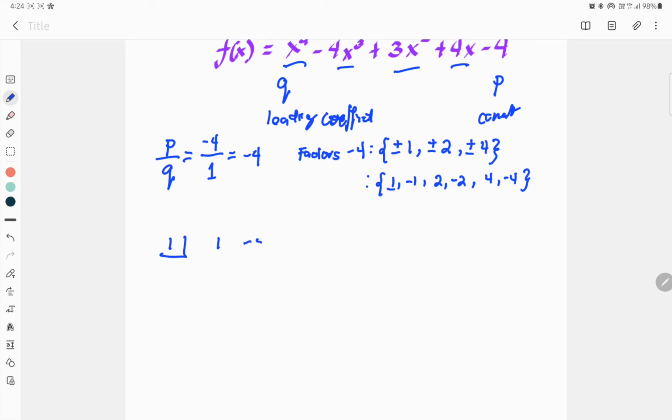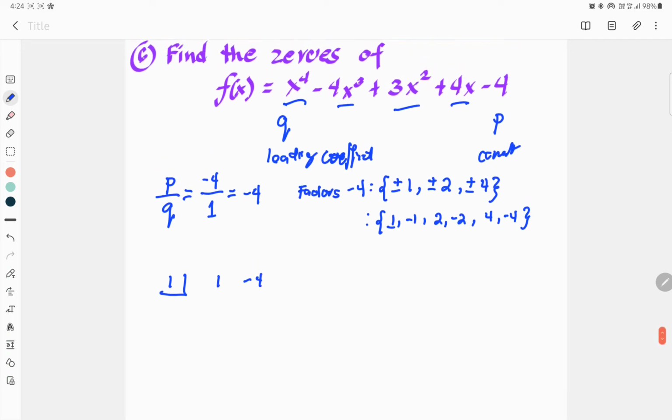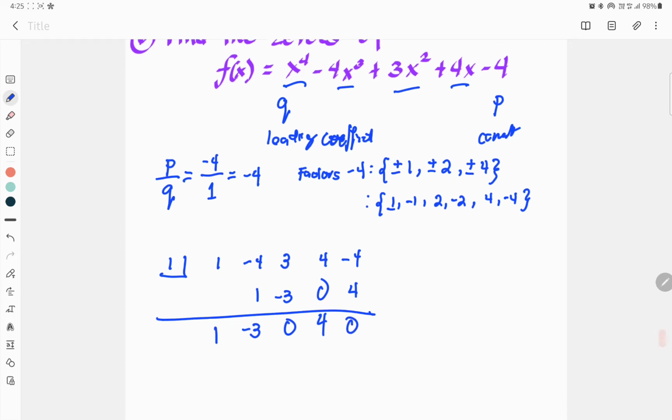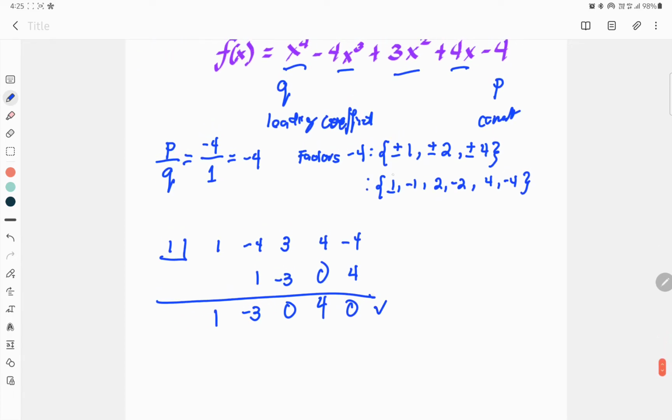You have 1, negative 4, 3, and then 4, and then negative 4. Now let's see if we can get that. 1 times 1 is 1, added to negative 4 gives negative 3. Negative 3, and then 0, 0, and then 4. That's good. So this is 4, and then this is 0. So it is a factor, and therefore 1 is good.